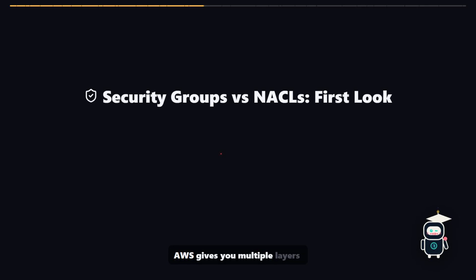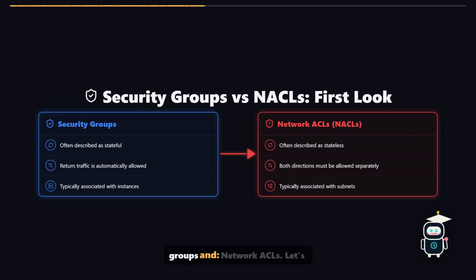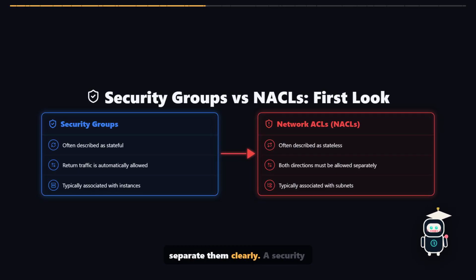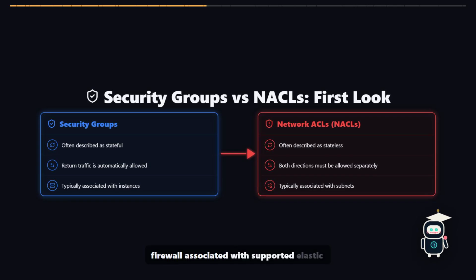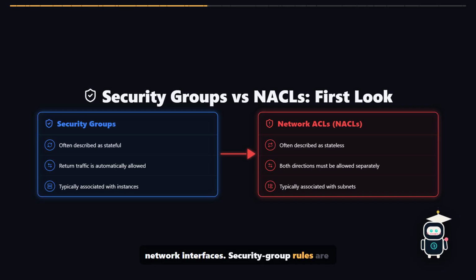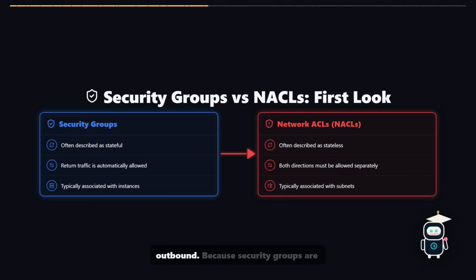AWS gives you multiple layers of network security. Two of the most important are security groups and Network ACLs. Let's separate them clearly. A security group is a stateful virtual firewall associated with supported elastic network interfaces. Security group rules are allow rules. You specify which traffic is permitted inbound and outbound.